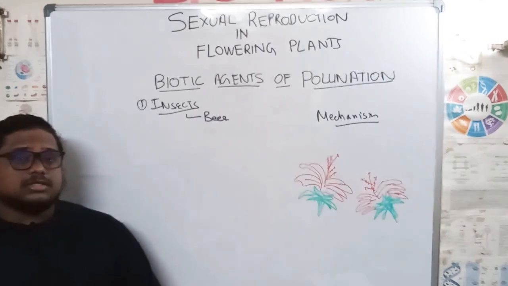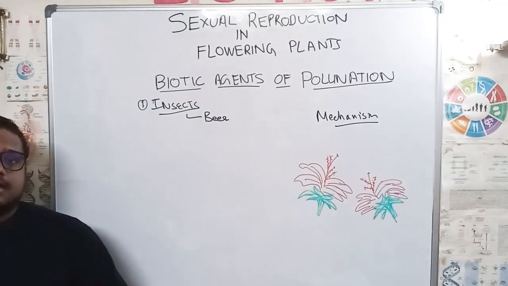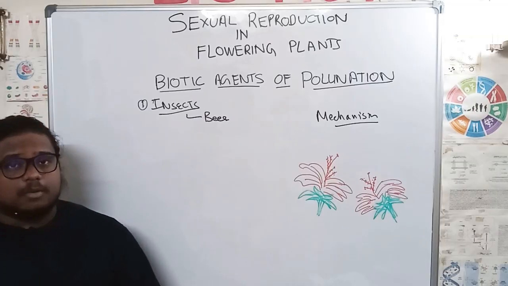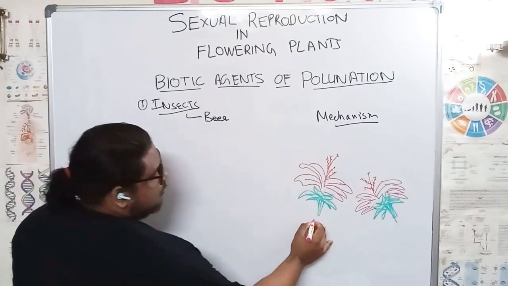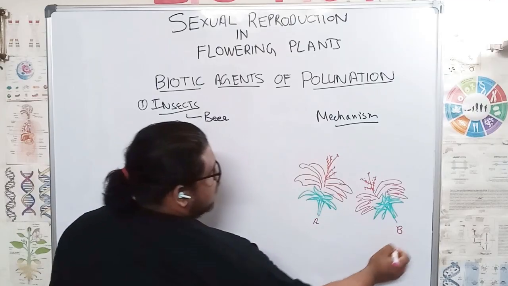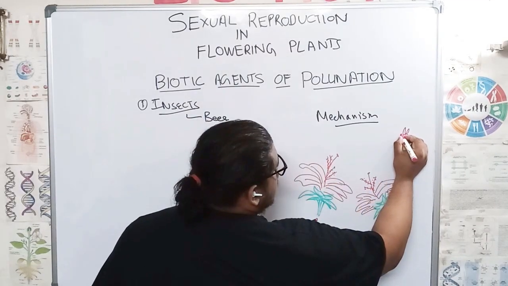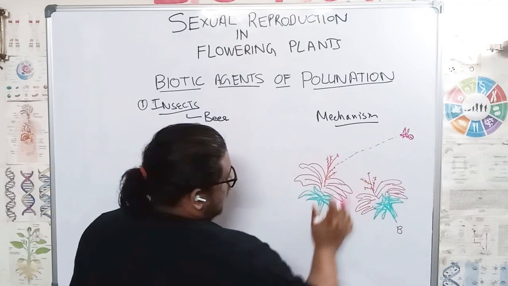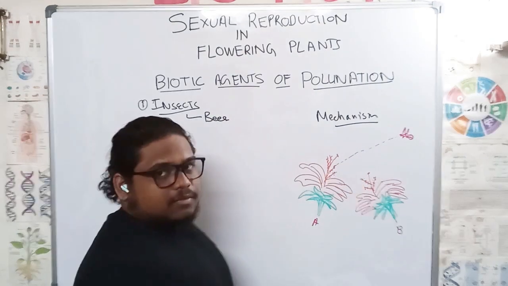Before knowing more about this type of pollination, we should know the basic mechanism by which the biotic pollinators carry out pollination. So let's see the mechanism. Here there are two flowers, flower A and flower B. Let's take any insect. Here this is a honey bee. Now this bee flies and lands on the anther of the flower of plant A. Why it lands, we will know further.